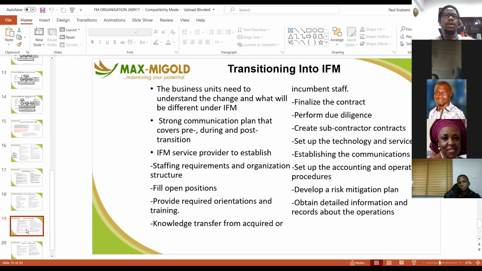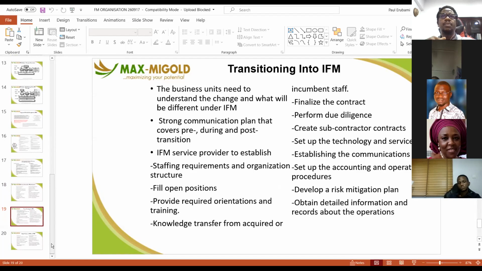And then transitioning into IFM, there are certain things that must be done to move you in. First, you understand the business needs. That's what we're talking about. And then every business unit must understand the change that is going to come when you are trying to outsource everything. I remember when some organization that I was part of were going to outsource, the staff were panicky. They said they're going to be fired, this and that, because there was not enough information. How can you have almost 70 staff in-house in FM and rumors start filtering down, they're going to do IFM, they're going to outsource.